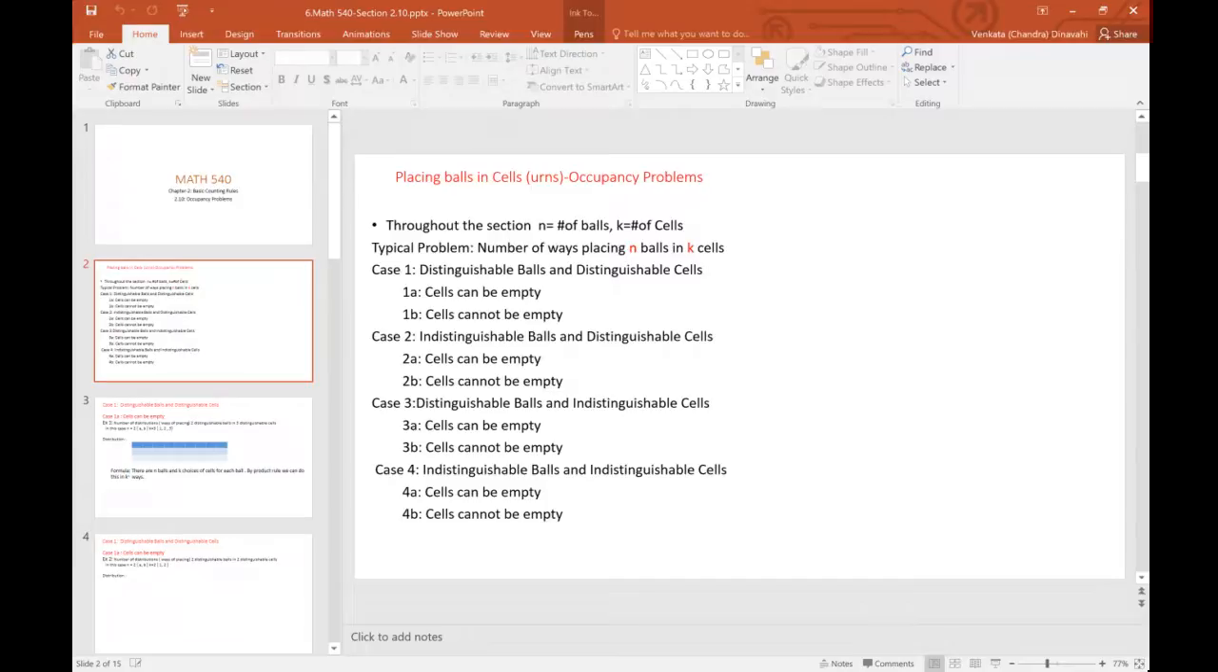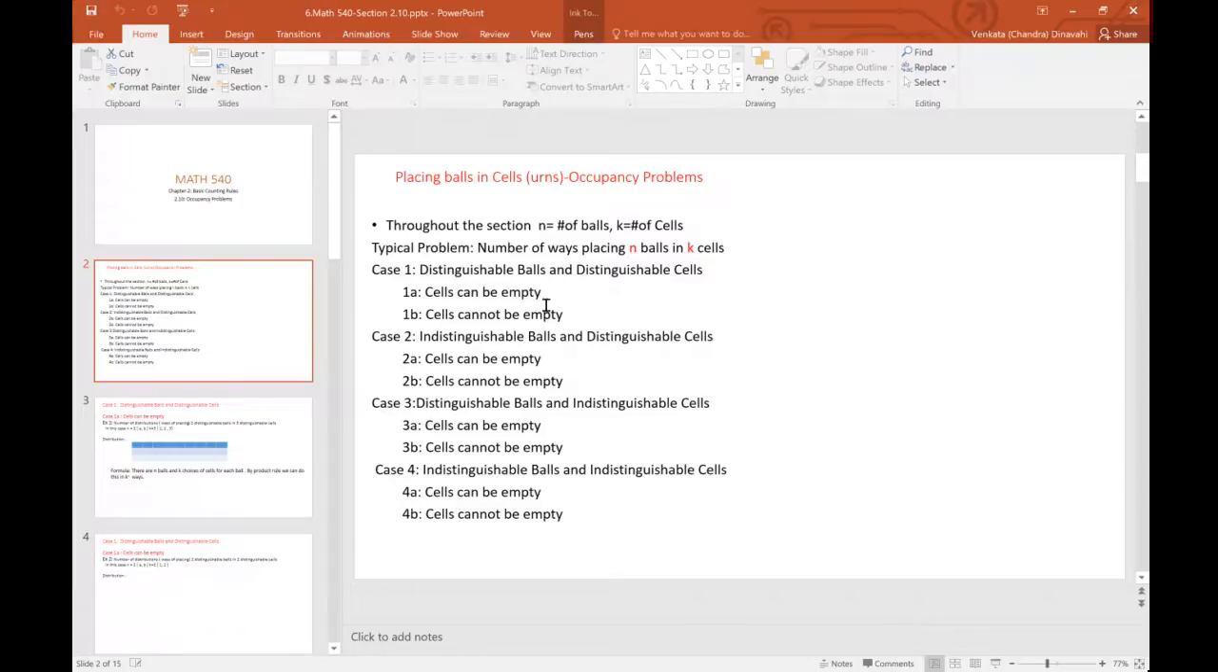In this particular distribution, or number of ways of placing, it plays a very important role whether you are calling these balls and cells distinguishable or indistinguishable. For example, in case 1, both balls and cells are distinguishable. In case 2, balls are indistinguishable and cells are distinguishable. In case 3, balls are distinguishable and cells are indistinguishable. In case 4, both are indistinguishable. So in case 1, both are distinguishable. In case 4, both are indistinguishable, and all the different options are in the middle.